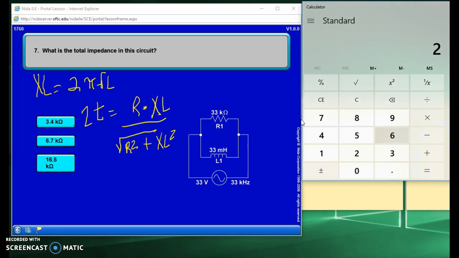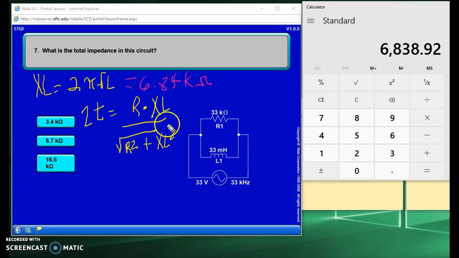I'm going to come over to our calculator. I'm going to say 2 times pi 3.14 times, and notice we're talking about a frequency of 33K and an L1 of 33 millihenries, so K in millihenries offset. So I'm going to say times 33 times 33 equals. So we'll round that to 6.84. So X of L is equal to 6.84 K ohms. Well, our R total is easy. It's 33 K ohms.